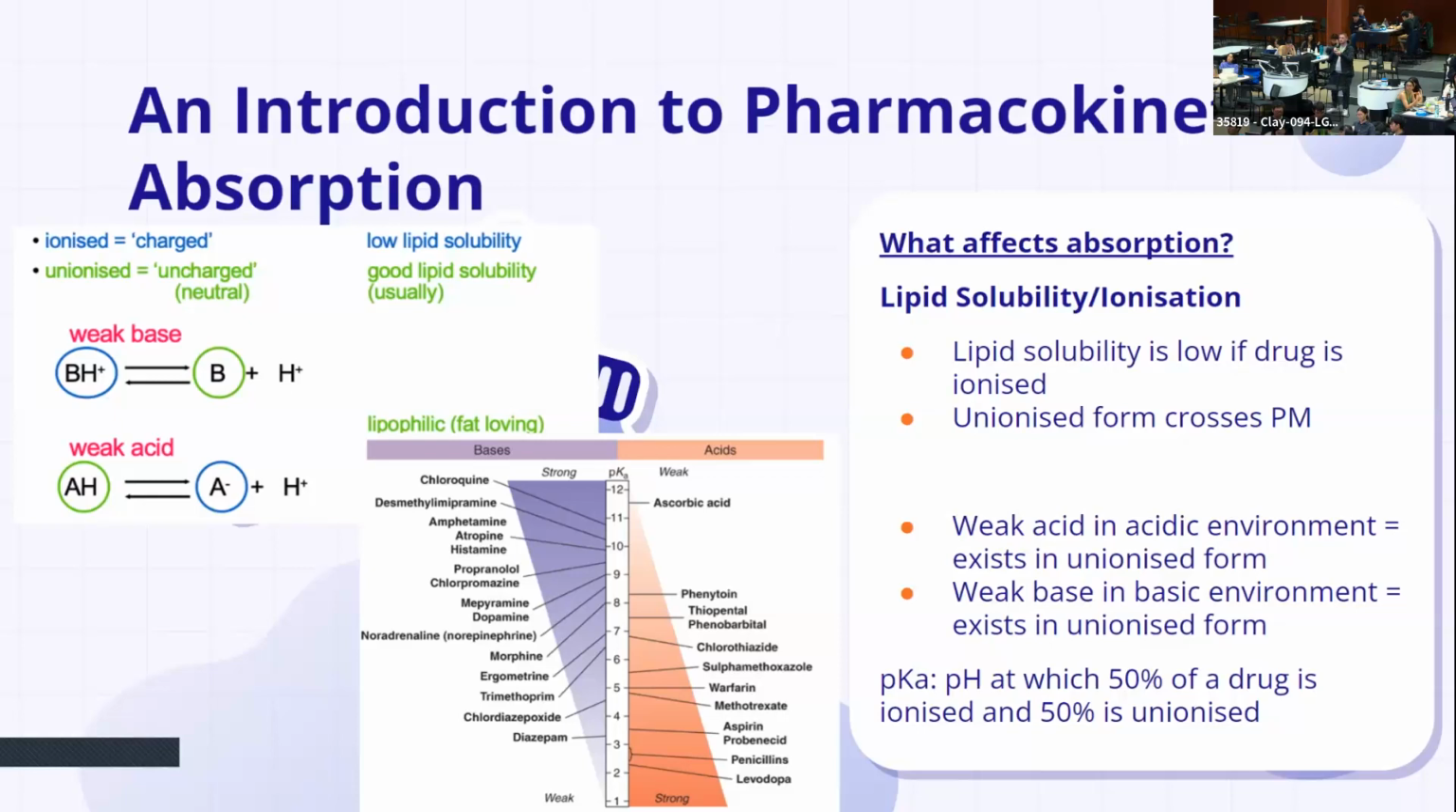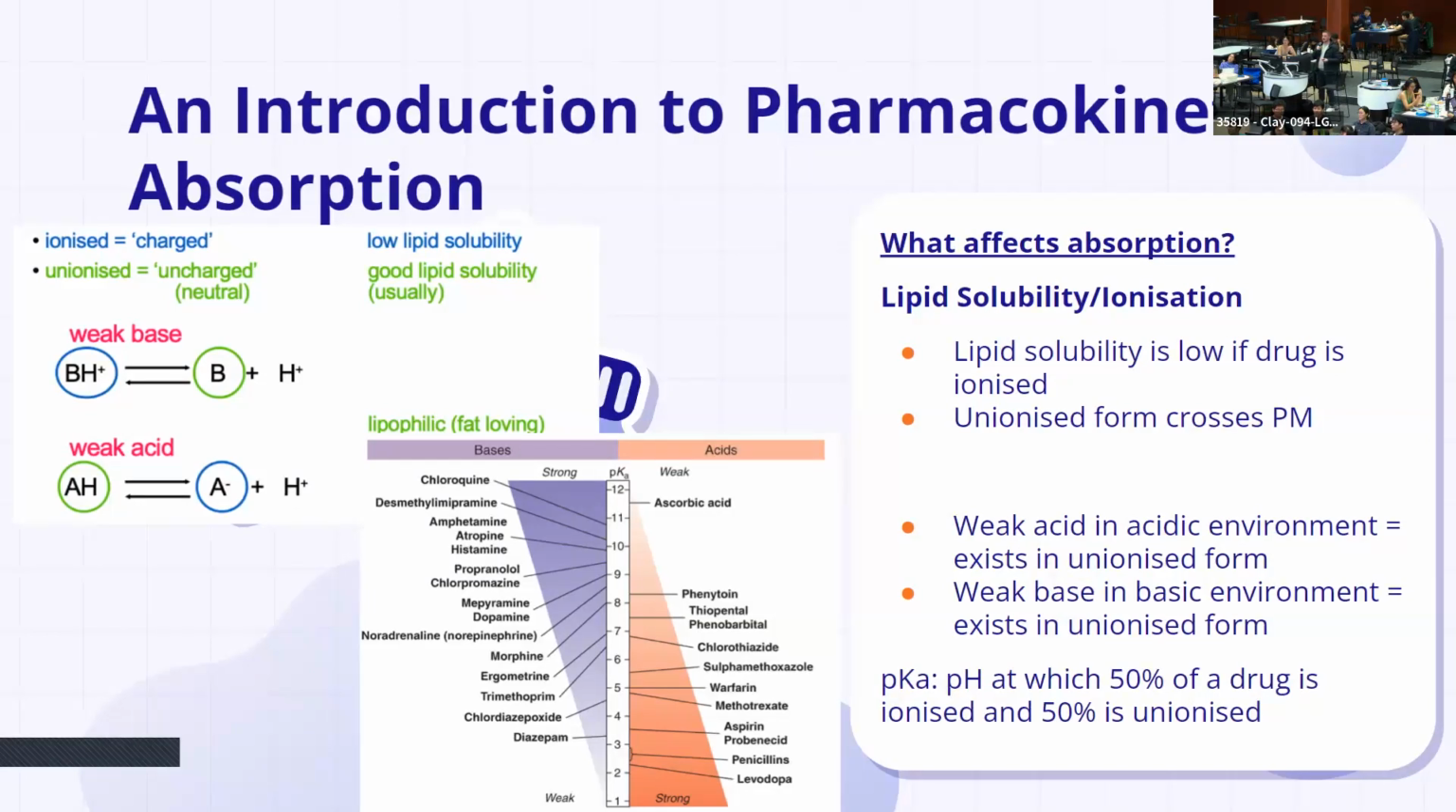Okay, so on this slide, these two images are from your lecture, and you can see that if we have a weak acid in an acidic environment, it's going to exist in an unionized form. And if it's existing in an unionized form, then it's able to cross the plasma membrane, and that means it can be absorbed. And then the same goes for a weak base in a basic environment. So these are about how a drug can be absorbed. And the main thing is that if it's in those environments and it has those properties, then it can be absorbed across the plasma membrane and into our body. And I've given you the pKa there. You don't really need to know much about it, but it's just the pH at which 50% of a drug is ionized.